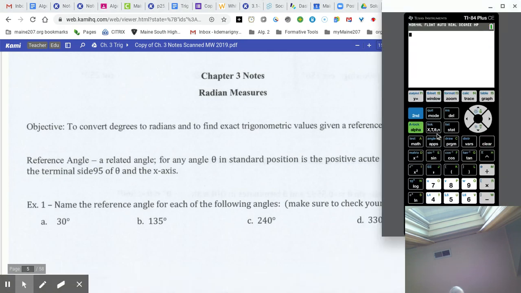So again, when I pull that calculator up, go to mode. I'm going to be in degree for what I'm doing right now. So just so you're with me, here we go.